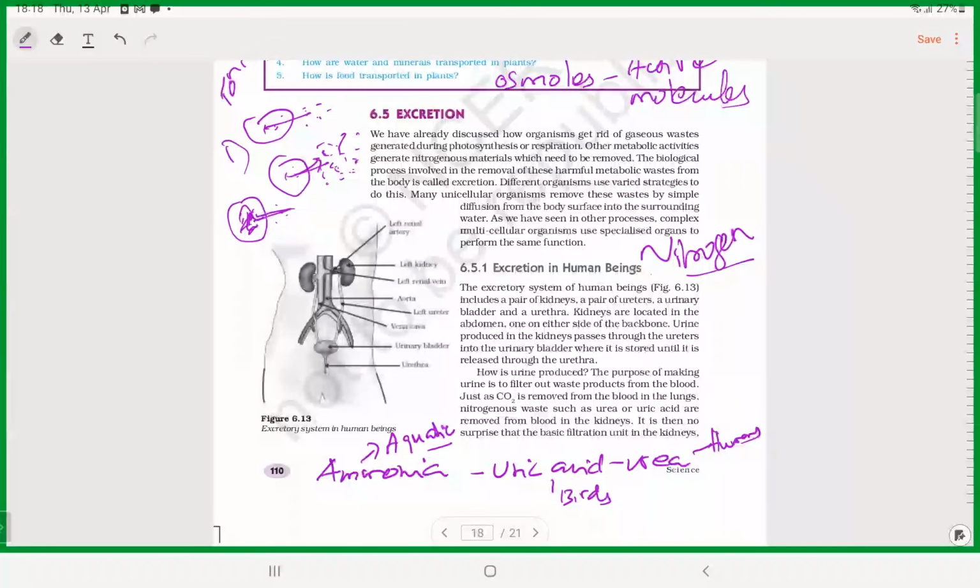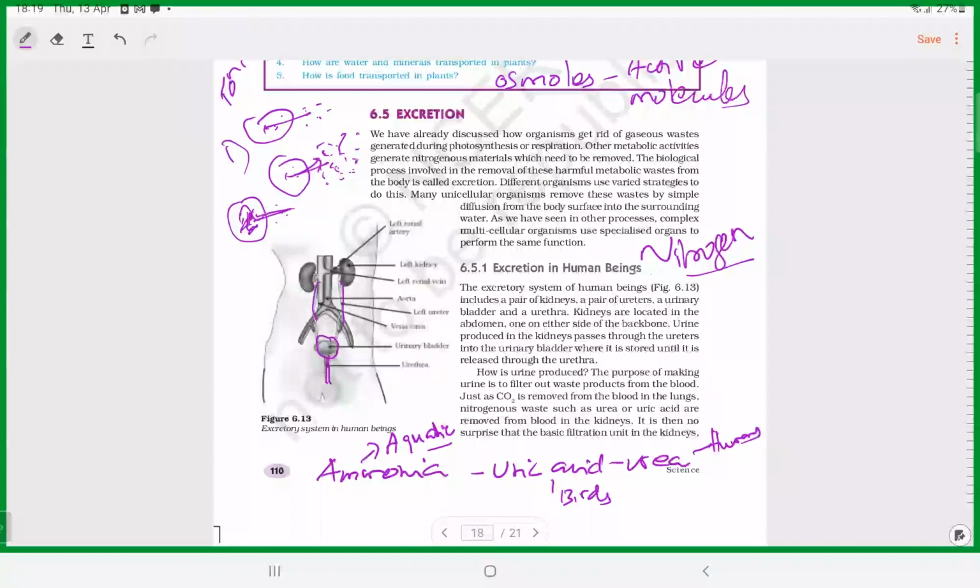Is it clear? What are the components of the human excretory system? We have a kidney, a pair of kidneys, and we have a ureter, a pair of ureters. What comes out of the kidney is called what? Ureter. And then the urinary bladder. And then the urethra. And urine is excreted through the external genitalia.